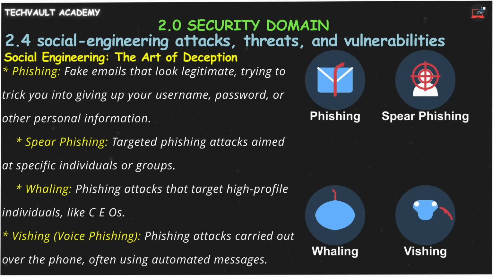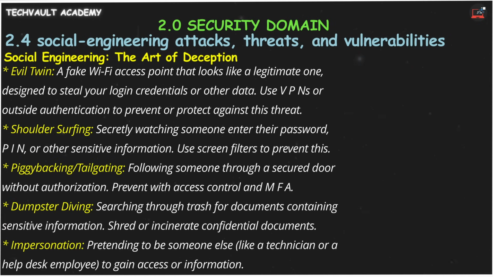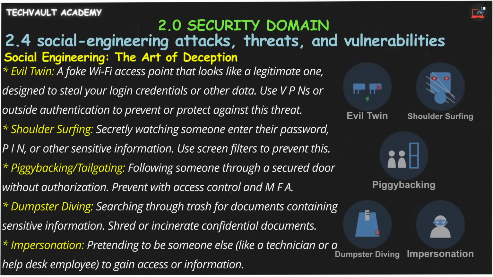Vishing, voice phishing. Phishing attacks are carried out over the phone, often using automated messages. Evil twin, a fake Wi-Fi access point that looks like a legitimate one, designed to steal your login credentials or other data. Use VPNs or outside authentication to prevent or protect against this threat. Shoulder surfing, secretly watching someone enter their password, PIN, or other sensitive information. Use screen filters to prevent this.